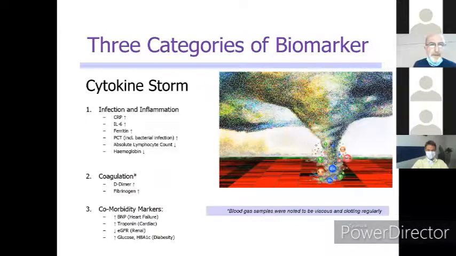So sometimes it's helpful to think of three different categories of these biomarkers. They all go up or down, whatever that thing is, in the cytokine storm. But you could think of them in three groups: infection and inflammation being the first group, and things like CRP and IL-6 and ferritin would fit into that bracket. There's a second group of coagulation markers, D-dimer and fibrinogen.